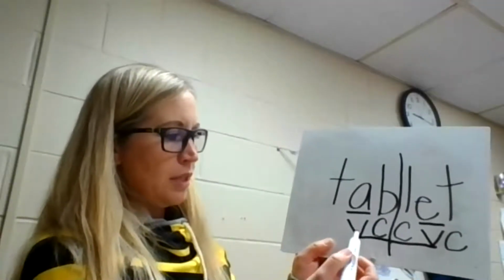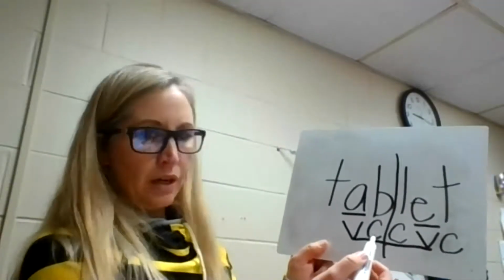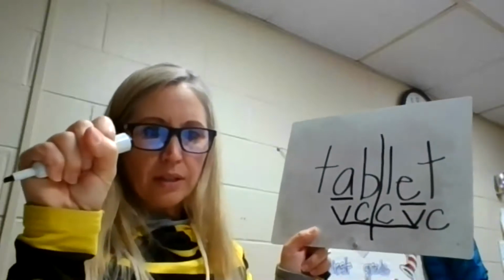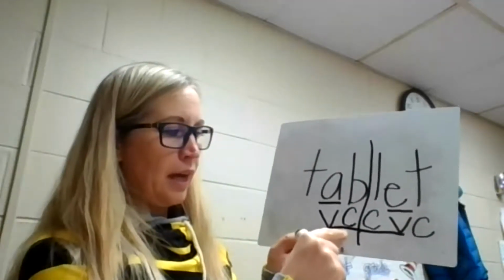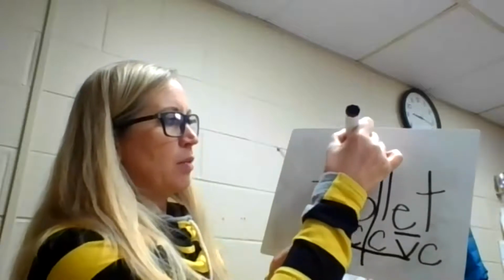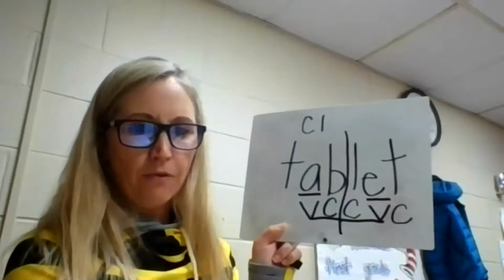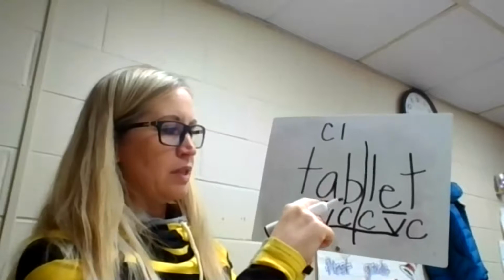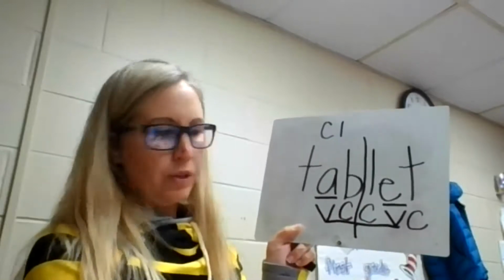Okay, what do I notice here? I notice a vowel, then a consonant. We know that's a closed syllable. When we have a vowel, then a consonant, it's a closed syllable. So I'm going to mark CL at the top for closed. I know that this is a short vowel sound.